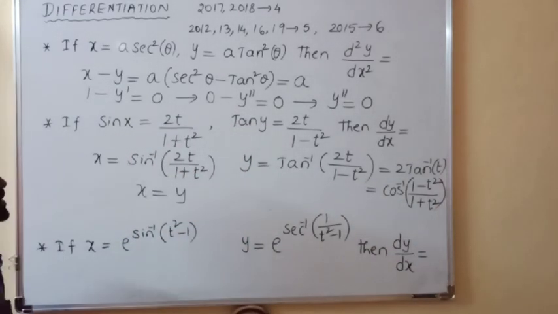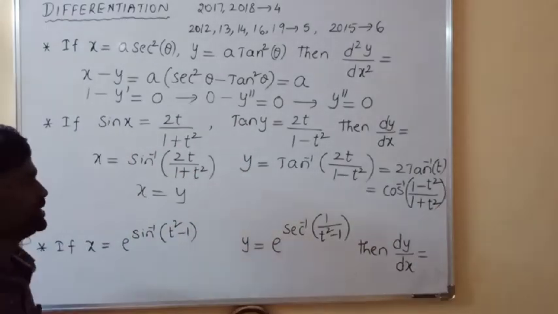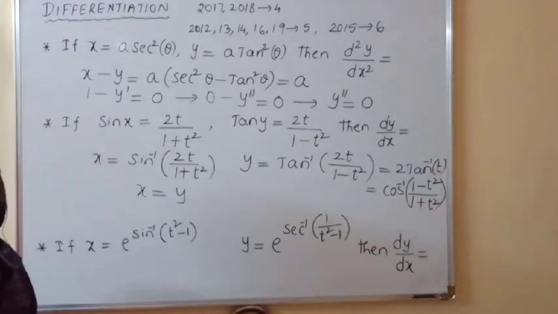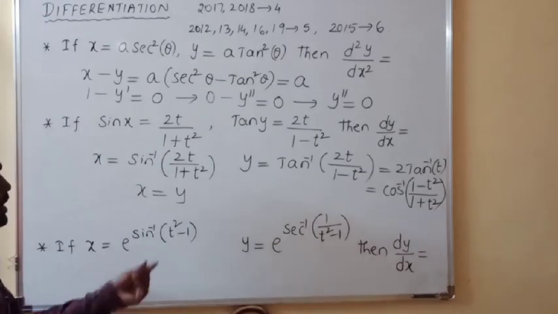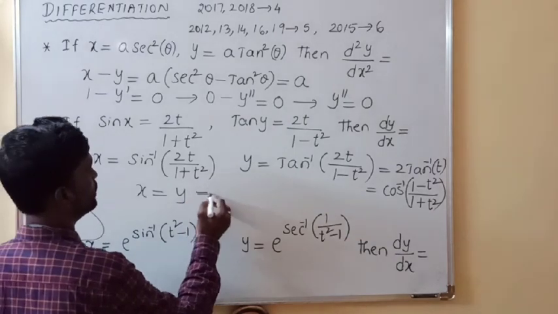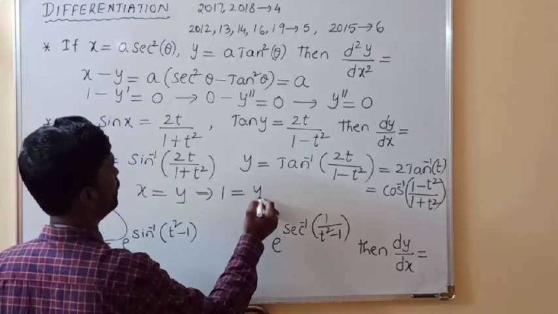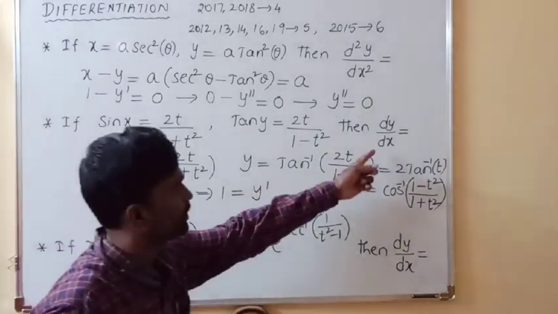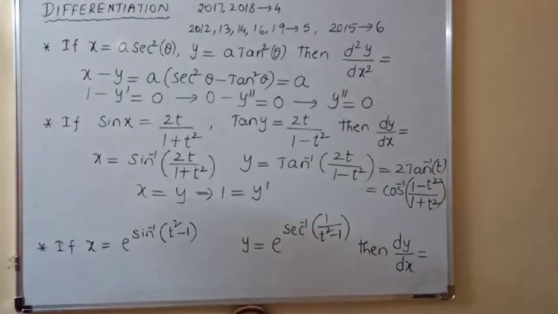So x is 2 tan inverse t, and y is also 2 tan inverse t. That means x is equal to y only. Now differentiate with respect to x. Then you will get 1 is equal to y dash. Anyway we have to find y dash only. So the answer is 1.